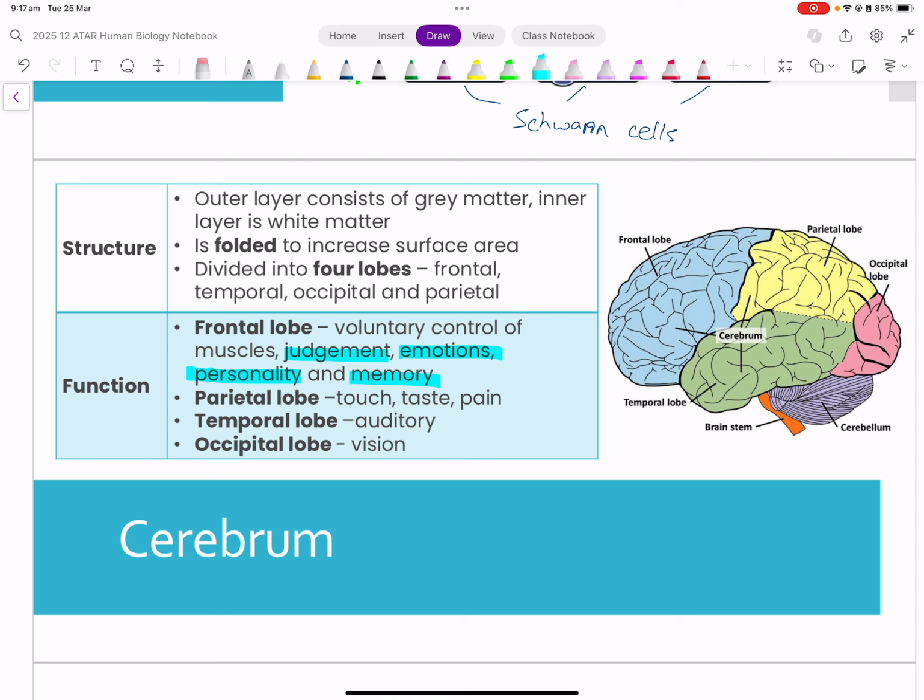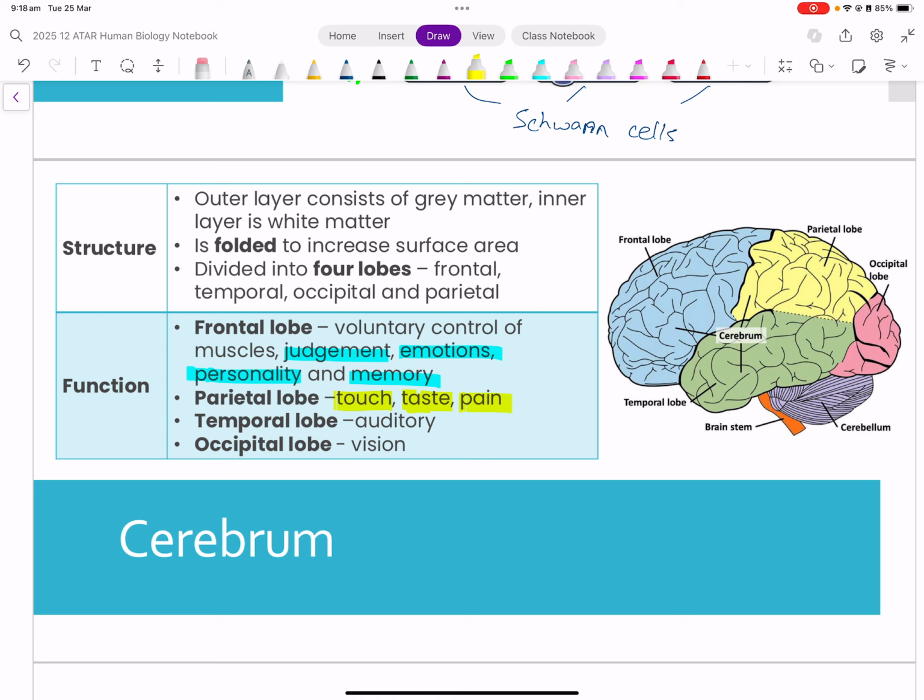So while it is your voluntary control of your muscles, it's so much more than that. It's really who you are as a person. The second lobe that we'll look at is the parietal lobe. The main thing for us is that this is where we get our sense of touch, taste, and pain.